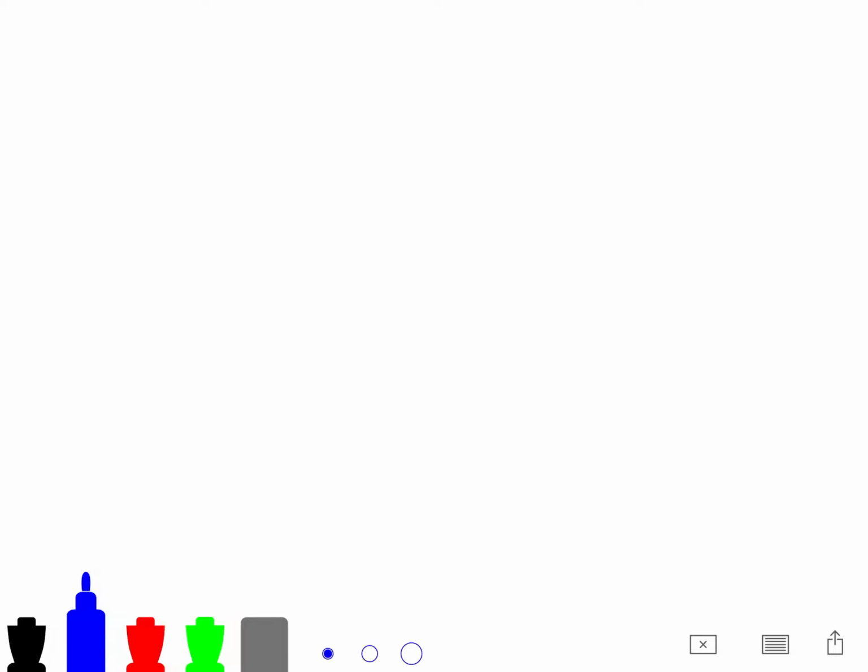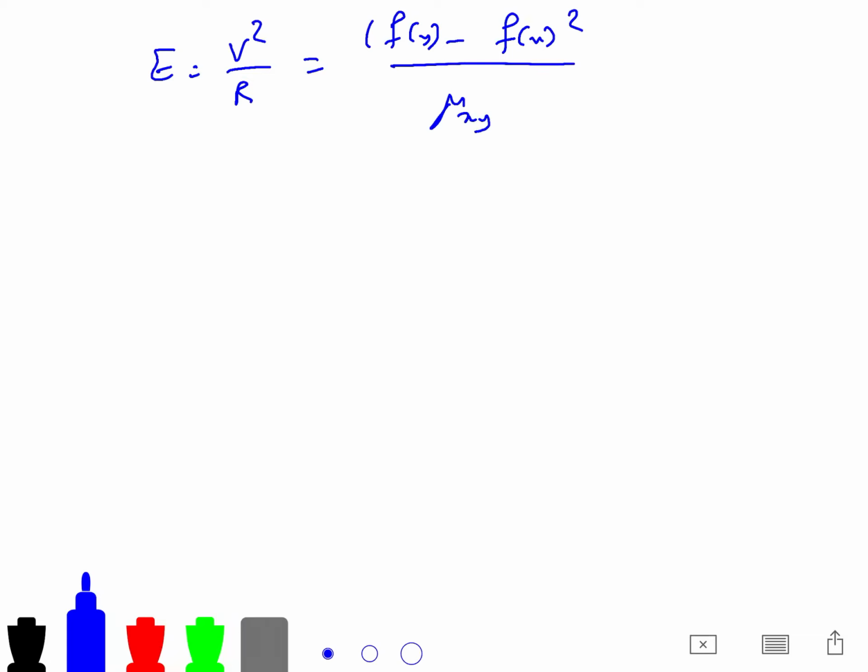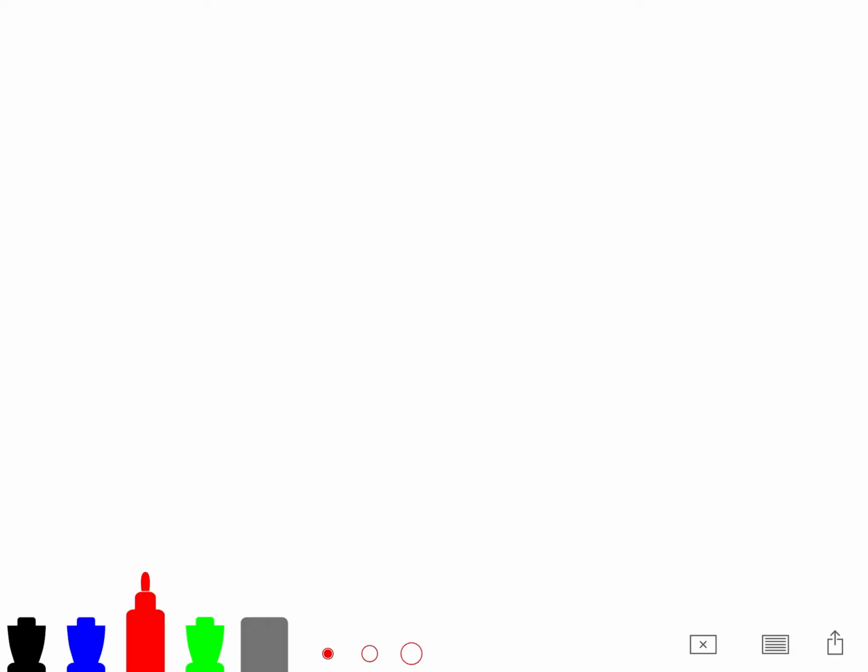So let's go back to those electrical networks that I was talking about. As you know, the power dissipation of an edge is v squared over r, which is (f(y) - f(x))^2 μ_xy^-1.